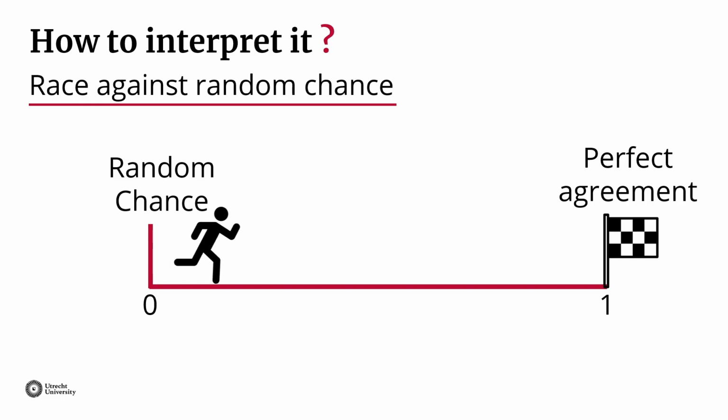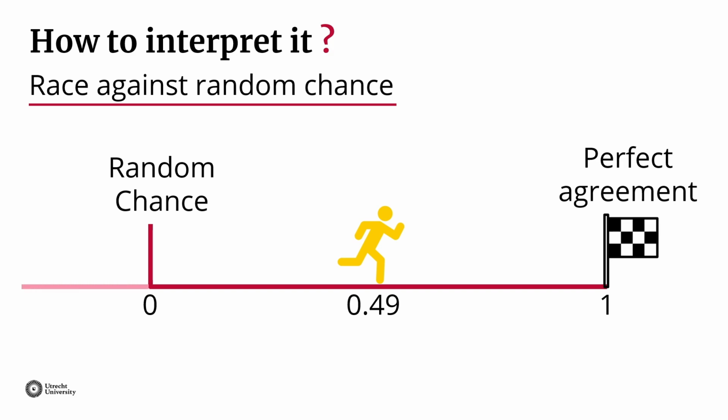So if our kappa is equaling 0.49, it means we covered 49% of the possible distance beyond random chance toward perfect agreement. We are not at the finish line, but we are almost halfway there. And more importantly, the raters in our example are definitely not guessing. Sometimes the kappa becomes negative. That means that raters disagree more than you would expect by just random chance. And it actually means that you run in the wrong direction.